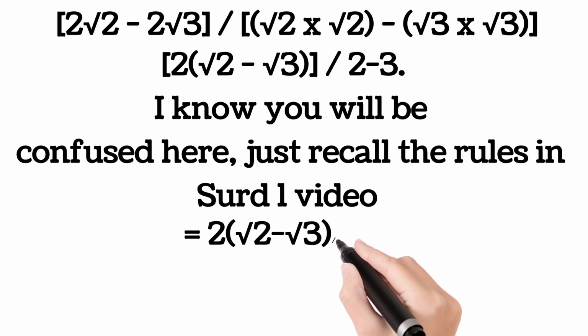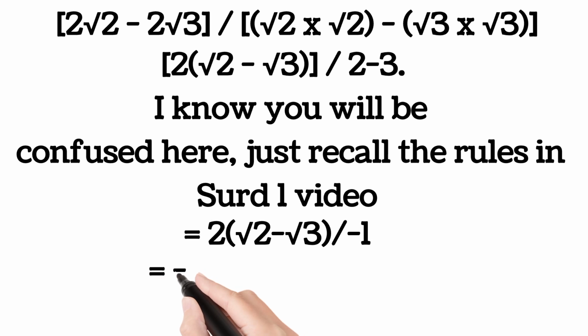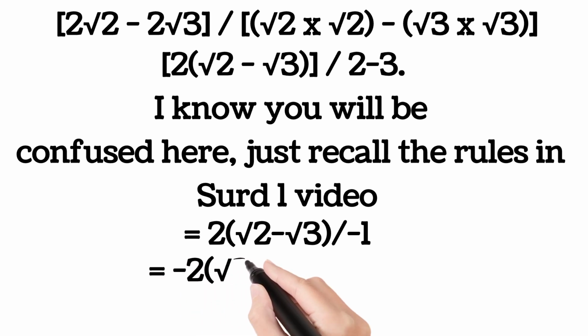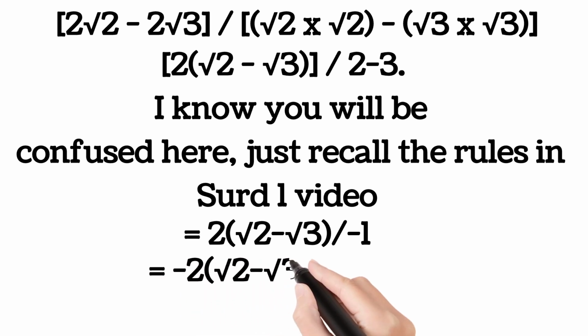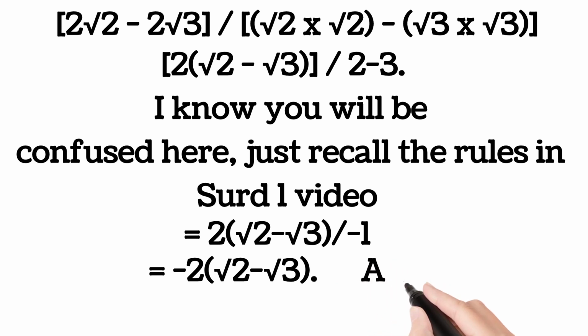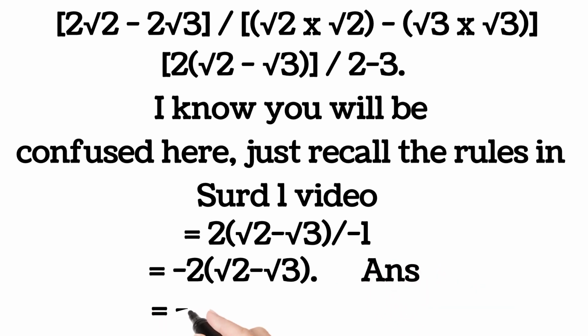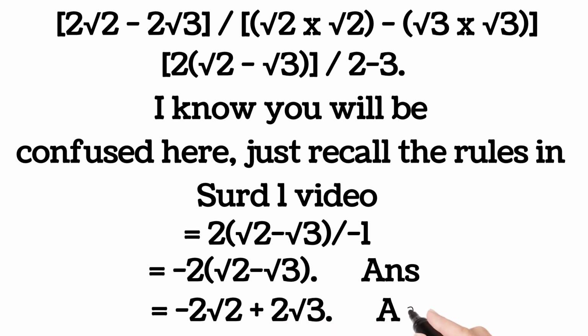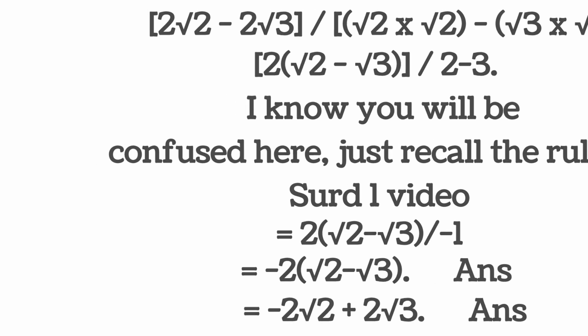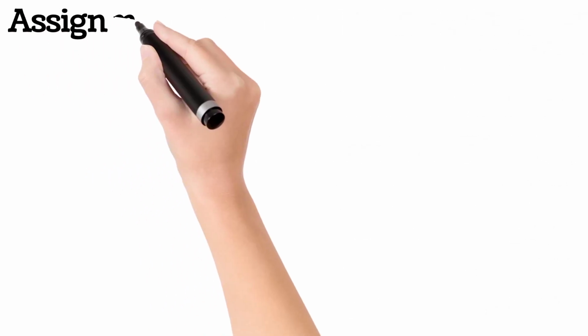Now we have 2 into 2 root 2 minus root 3, all over minus 1, and that will give me now minus 2 times root 2 minus root 3, or minus 2 root 2 plus 2 root 3. These are the answers. Any one is the answer depending on the objective question.